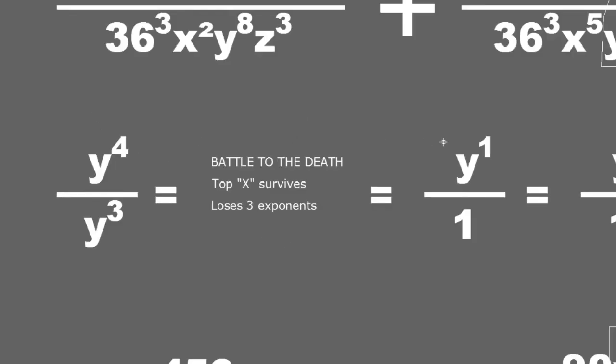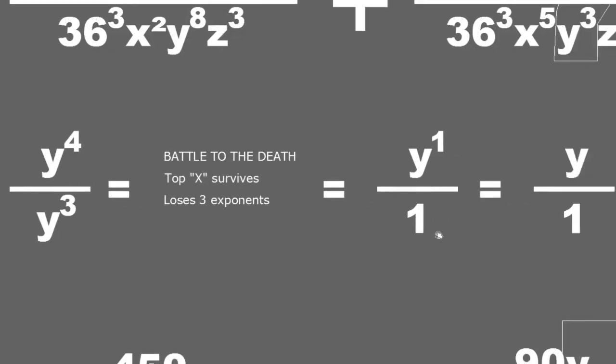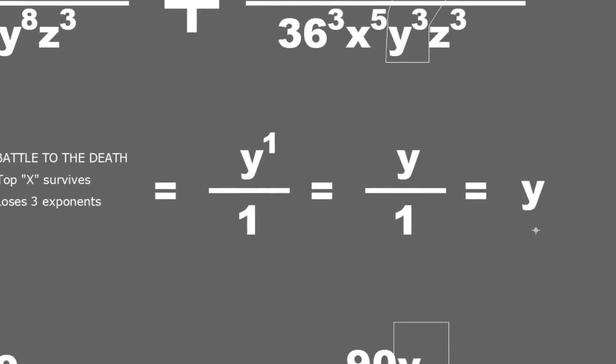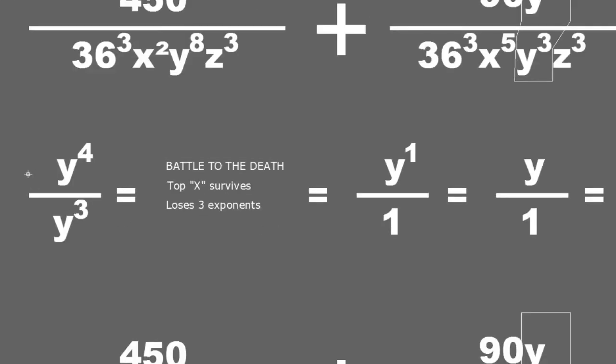We have y with an exponent of 4 minus 3 from the one that disappeared equals 1. And in the denominator, I can put a 1 if I want to. And here in the numerator, we have y with an exponent 1. I don't need the 1. Y with an exponent 1 just equals y. And y divided by 1 also just equals y. So at the end of the day, y with an exponent 4 divided by y cubed just equals plain and simply y.